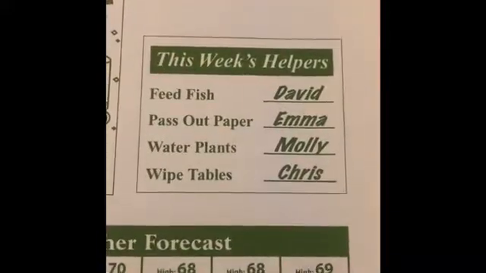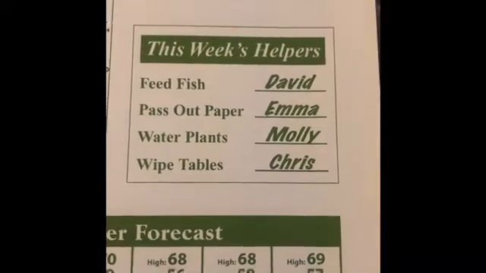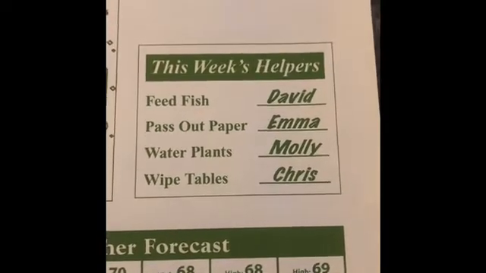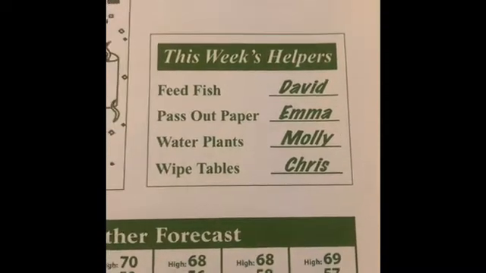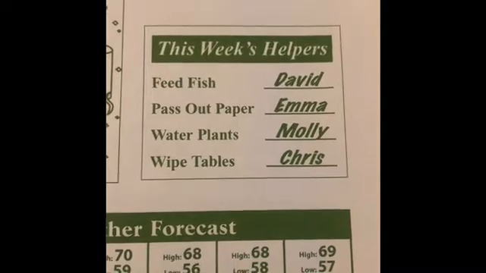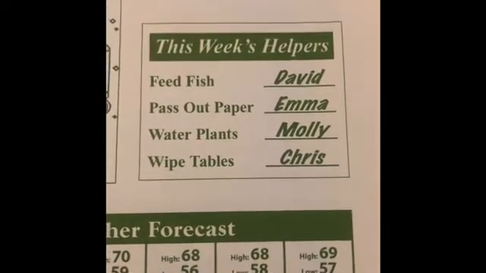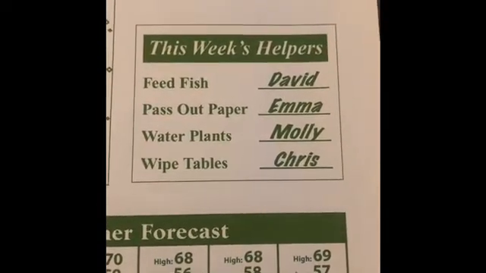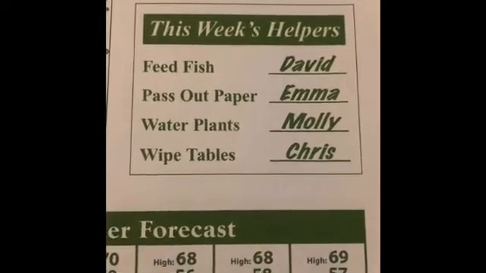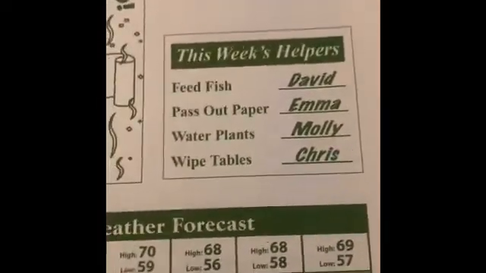Here's another text feature like one we have in our classroom. It is a chart that tells who has what job. For instance, we know that Emma's job is to pass out papers. If I was in this class, I would really want Molly's job watering plants, and I would not want David's job of feeding the fish. I always forget.